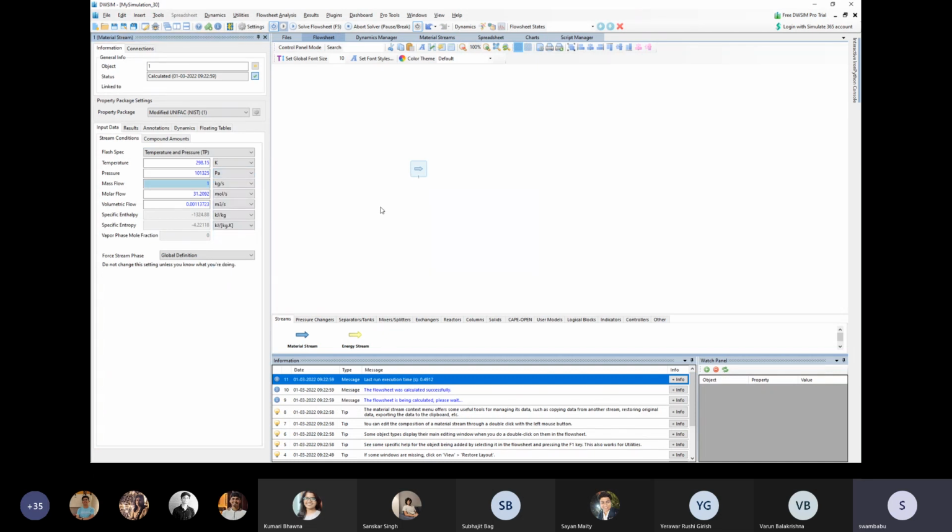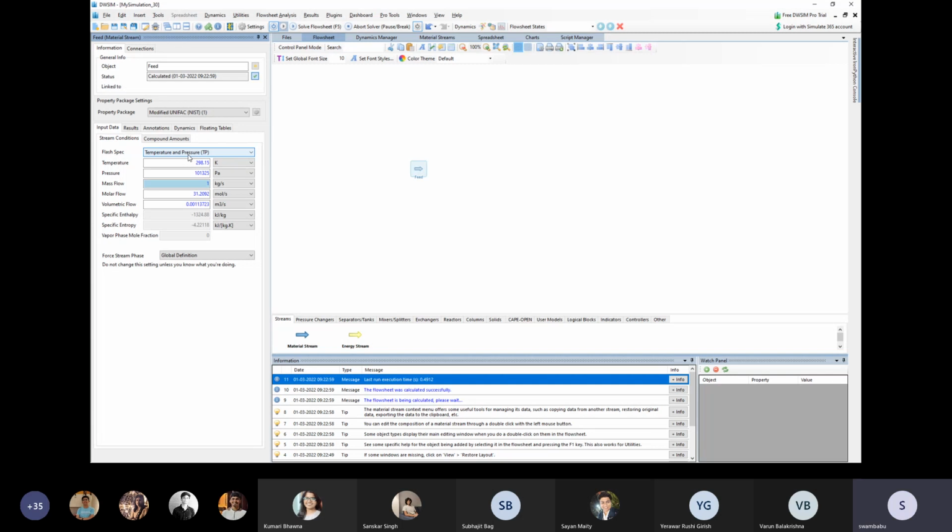So as soon as you click on that material stream, it comes here. This is the feed stream, and here the property package selected is NIST. Now we have input data and stream conditions. This is the flash specification, that means temperature and pressure. Are you defining temperature and pressure?